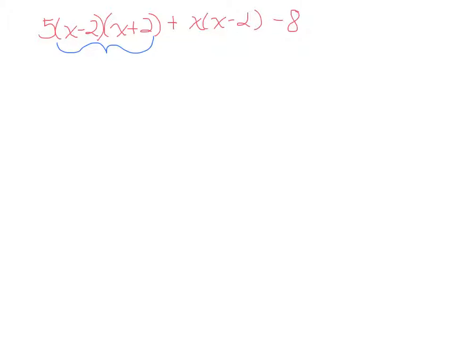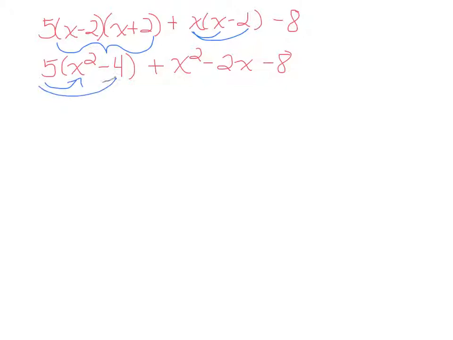X minus 2 times x plus 2 is x squared minus 4. Distribute the x. We get x squared minus 2x minus 8. Last, we need to distribute the 5.